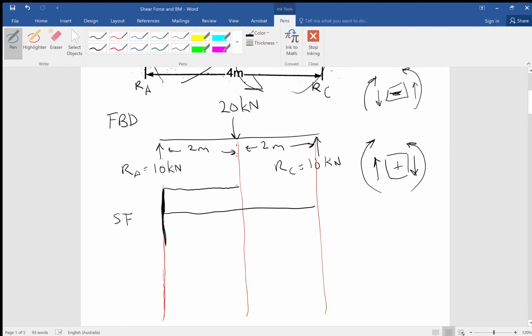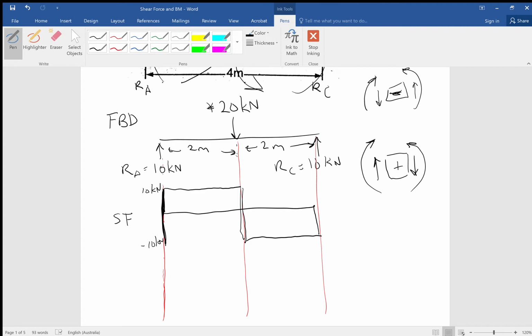We come across until we hit the 20 kilonewtons going down, and then we go down. So this is 10 kilonewtons here, and we've now come down to minus 10 kilonewtons because we had to follow that 20 kilonewton force down. And then we come back across, and then we come back up. Remembering, of course, that at either end of a simply supported beam, our shear forces and our bending moments come to zero. So that is our shear force diagram.